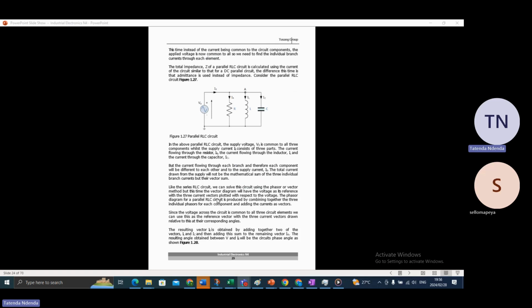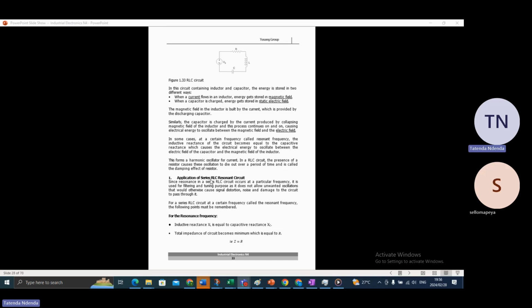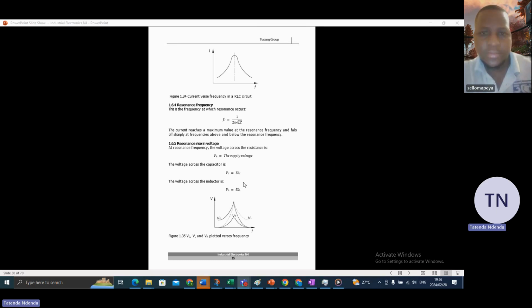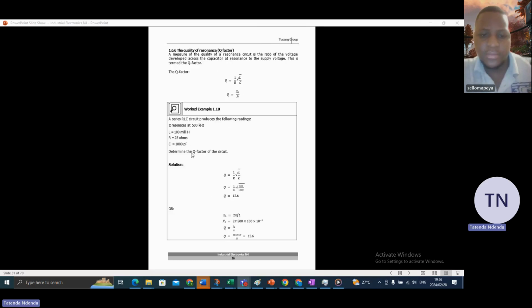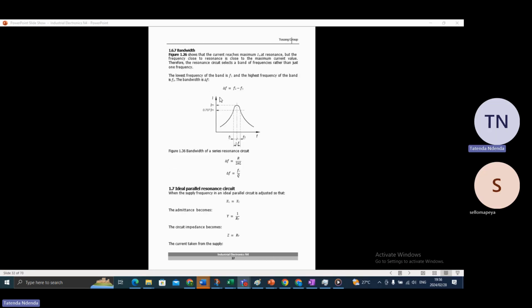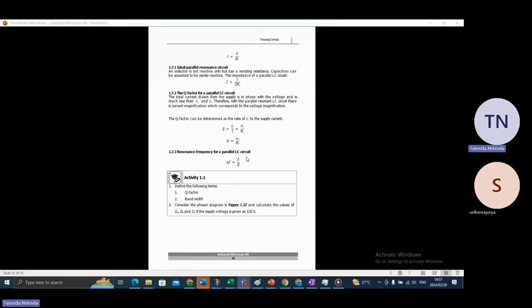Then we have impedance of parallel, and then we have these kinds of questions and applications. We have resonance, frequency effect, current at resonance, resonance frequency, and resonance rise in voltage. Then we have the quality of resonance, the Q factor. All right, so we have bandwidth, and parallel resonance circuits. All these things, I need you to go through them up to this, which is the resonance frequency for a parallel LC circuit.